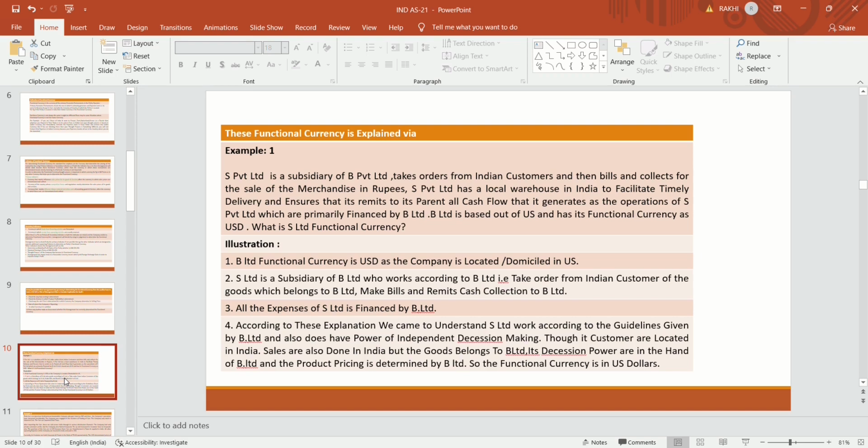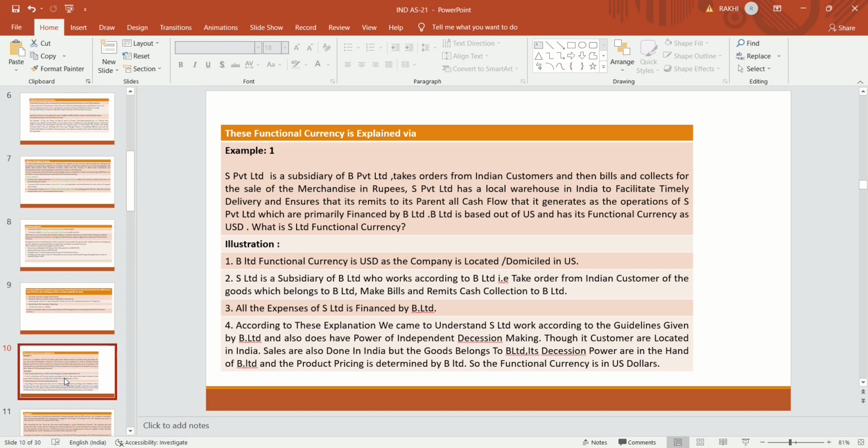B Private Limited's functional currency is USD because it is based in the USA. It's a US based company, so its functional currency is USD, as the company is located and domiciled in the US. S Limited is the subsidiary of B Limited, which works according to B Limited's conditions, meaning S Limited does not take decisions of its own. This company works according to the direction given by B Private Limited.